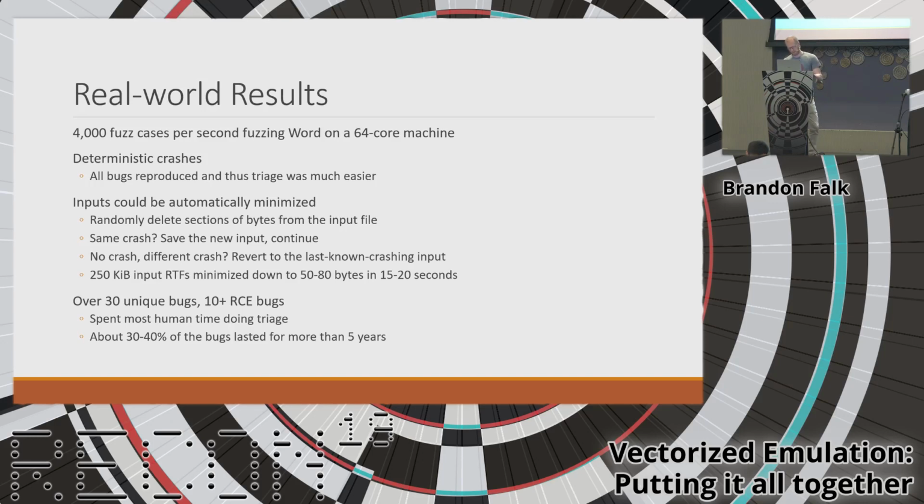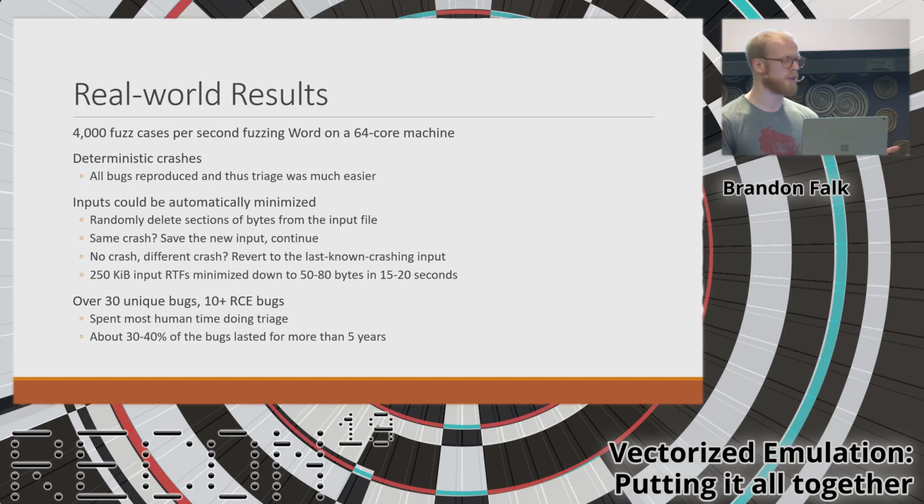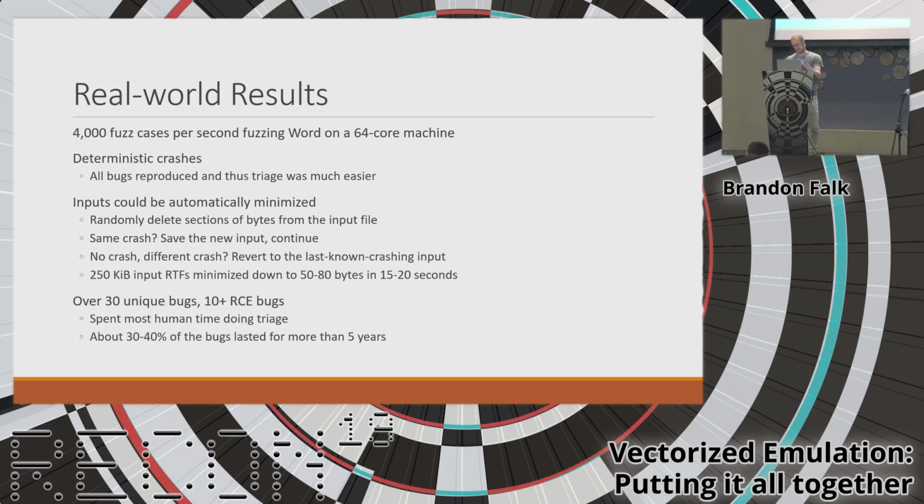Another thing that was really cool is I was able to minimize these automatically. I could take an input, and I was actually using 256K inputs, and I was able to minimize them down to usually 20 to 100 bytes in a couple seconds. That was done by just running the same input through, deleting parts of it, and seeing if it crashed in the same way. If it did, you latch that input and then build off that on future iterations. It works surprisingly well. And when you can do 4,000 fuzz cases a second, you can try deleting things very quickly, and you limit it down pretty fast.